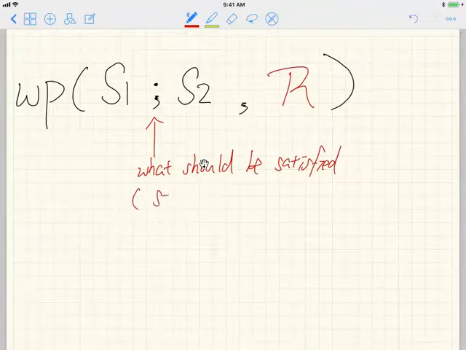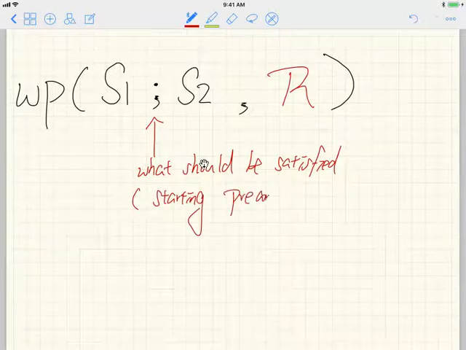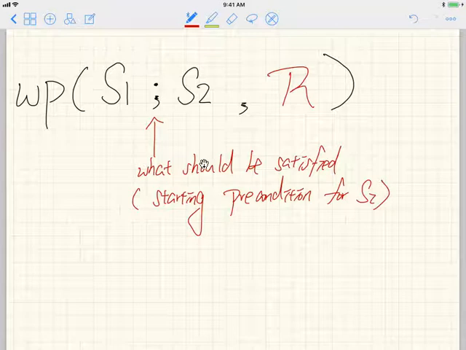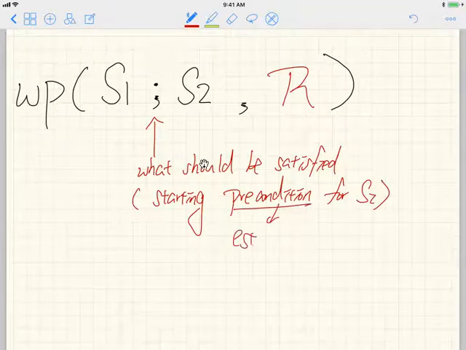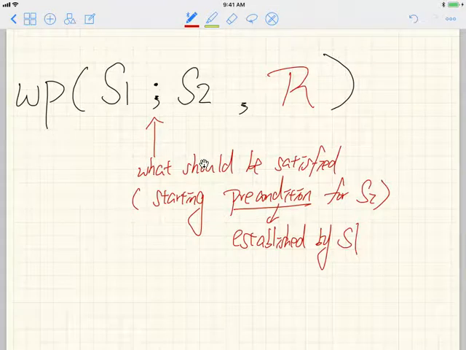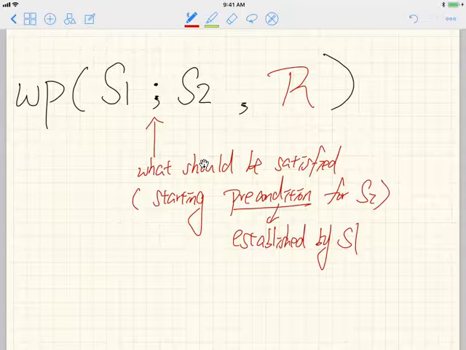This is the starting precondition for S2. And this precondition here is somehow established by S1. Which means S1 is going to do the work, and then the ending condition for S1 is going to be the precondition for S2, right? That's kind of what I meant by intermediate point. So what should be the precondition there?